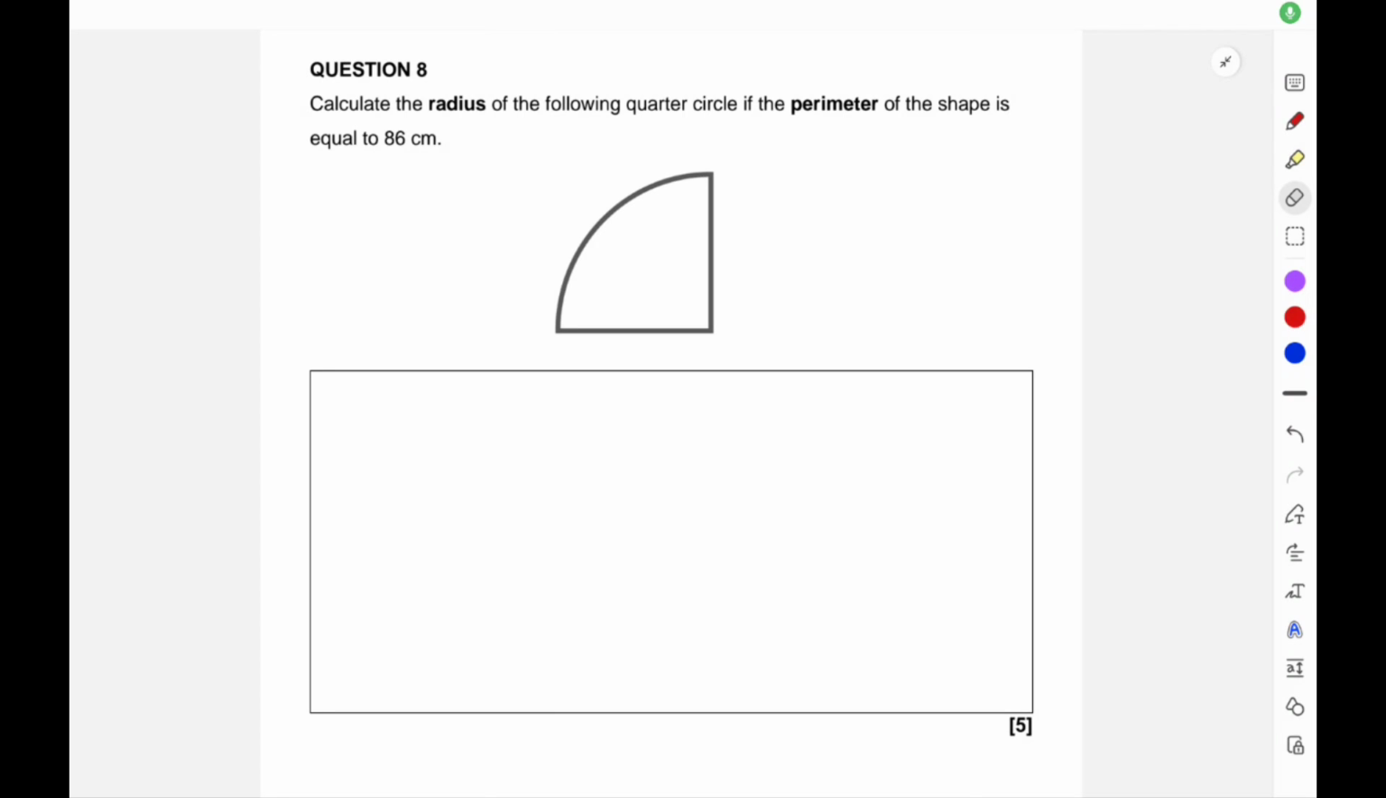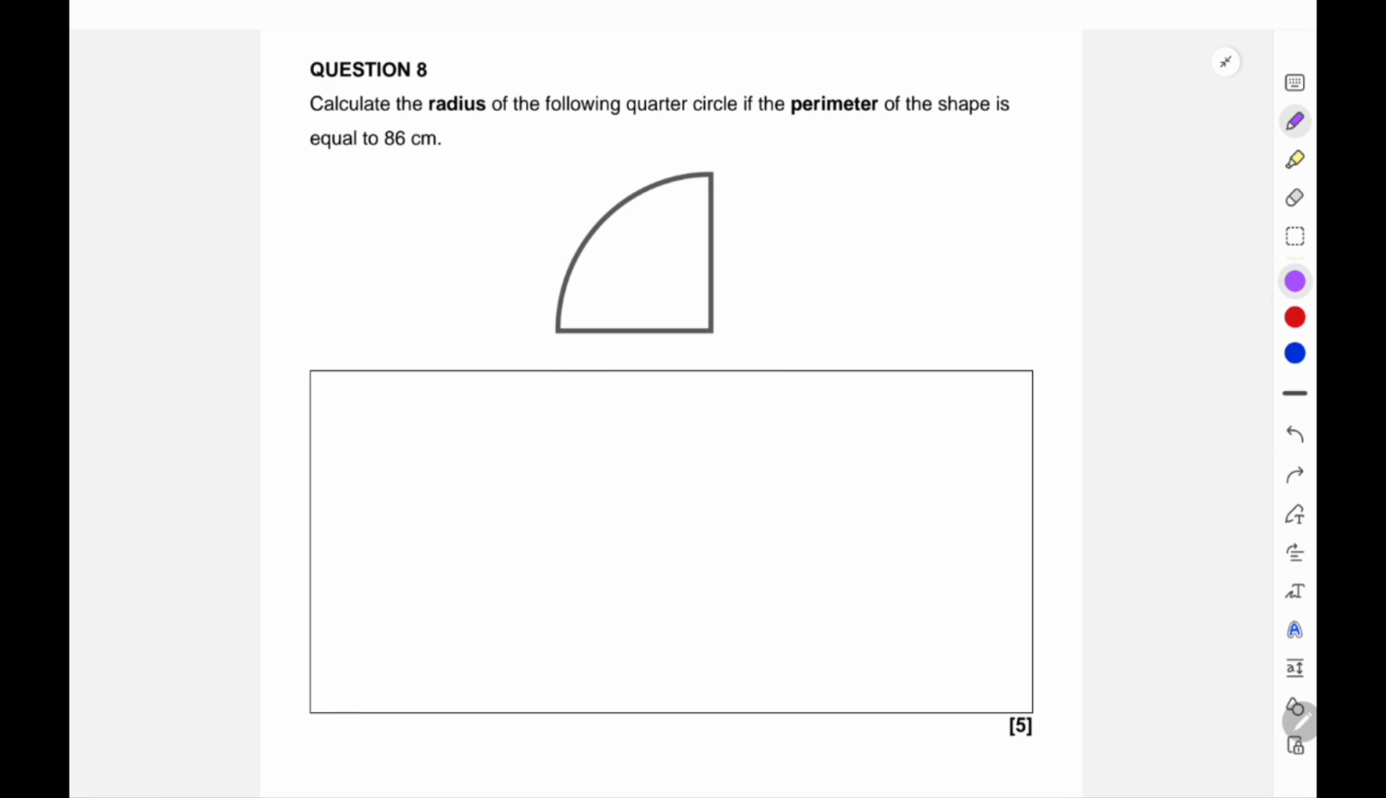Okay, let's look at our last question for this video. Calculate the radius of the following quarter circle if the perimeter of this shape is equal to 86 centimeters. So we know now this is a quarter circle which we can see like that.